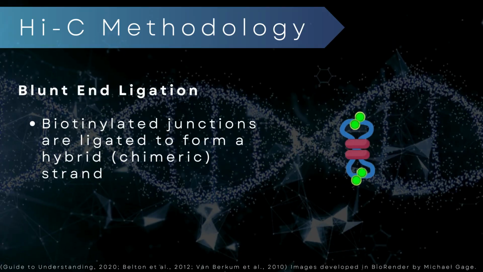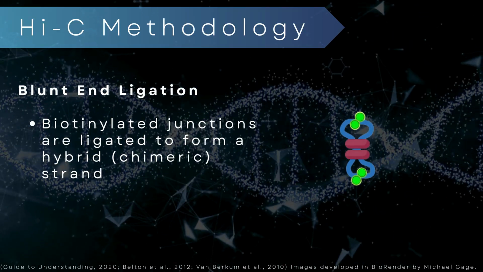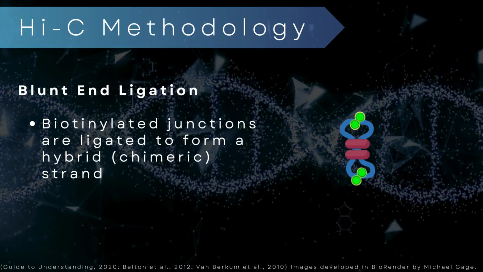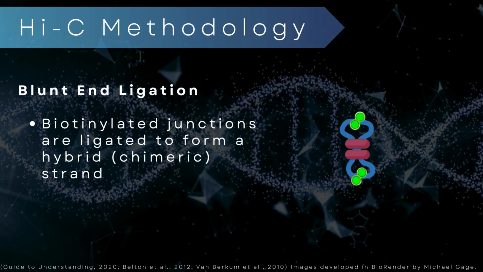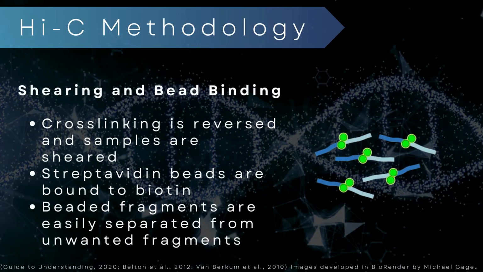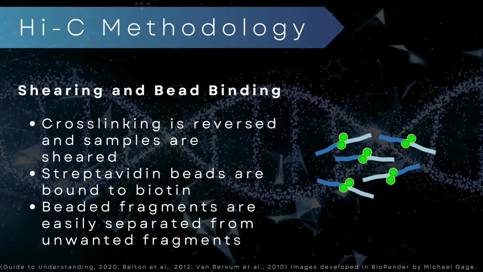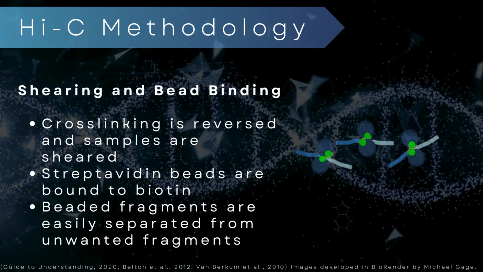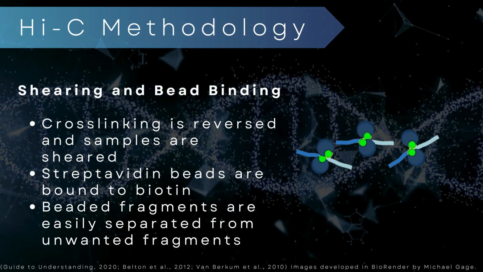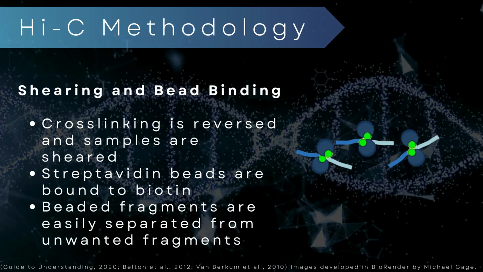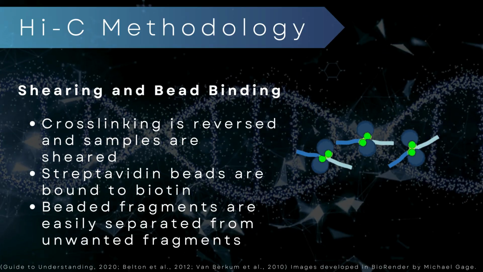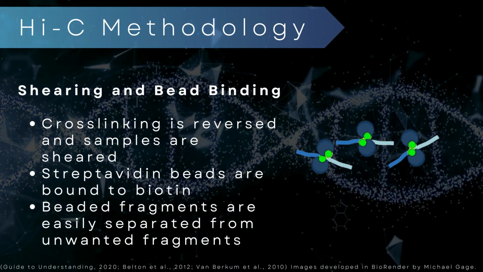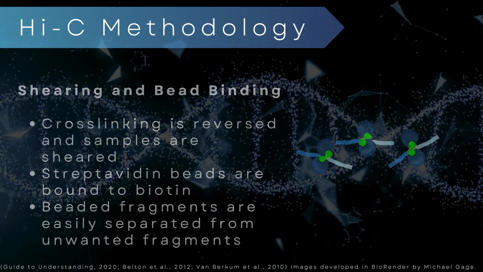Blunt end ligation is performed at the site of the biotinylated nucleic acid, the ligation junction, to create a hybrid DNA strand. The cross-linking is then reversed and the samples are sheared. Streptavidin beads are bound to these linear fragments as they maintain a high affinity for biotin. This allows for the separation of biotinylated and unwanted DNA fragments.